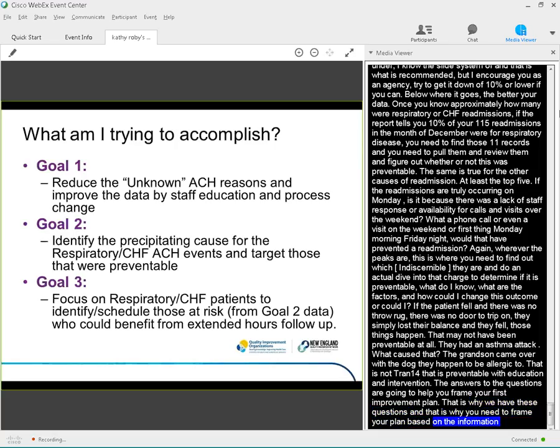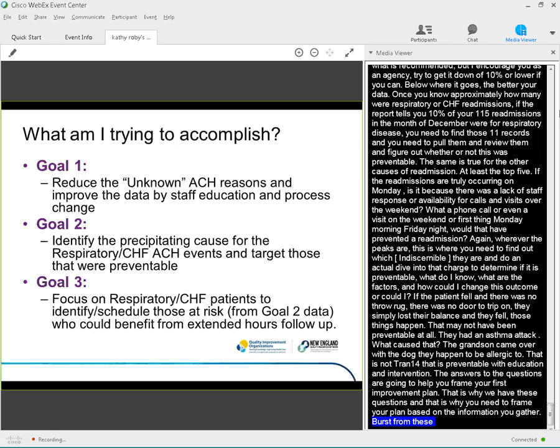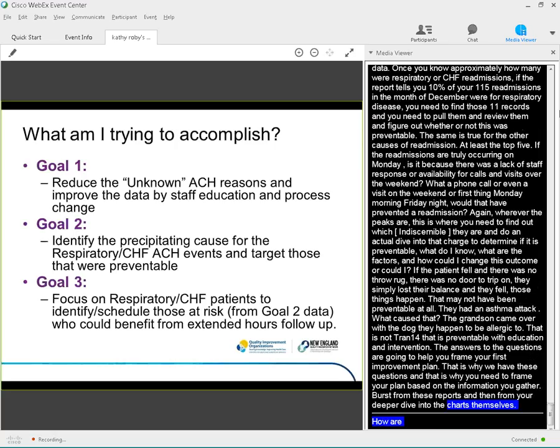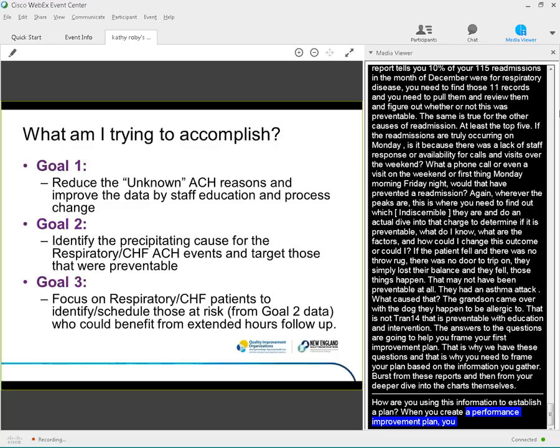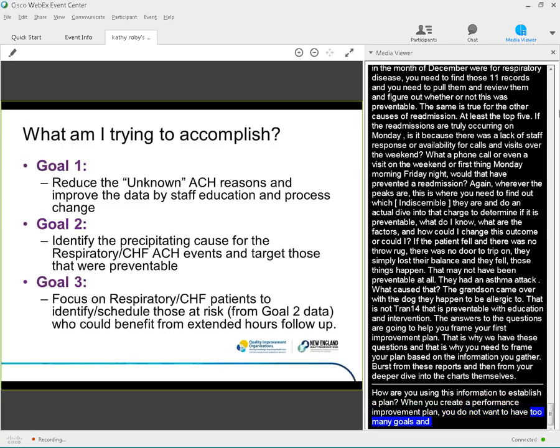So how are you using this information to establish a plan? When you create a performance improvement plan, you don't want to have too many goals and objectives. If you have too many, you're diluting your efforts and it makes it much too difficult for you to be successful in accomplishing those goals. In this case, I would stick with these primary three.